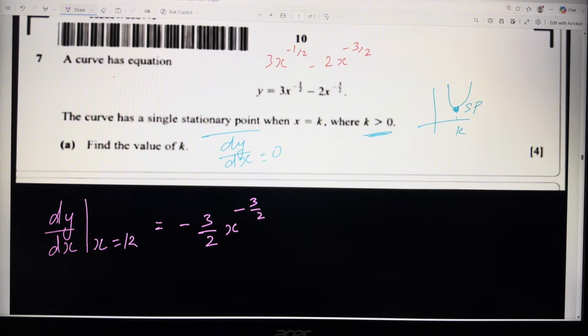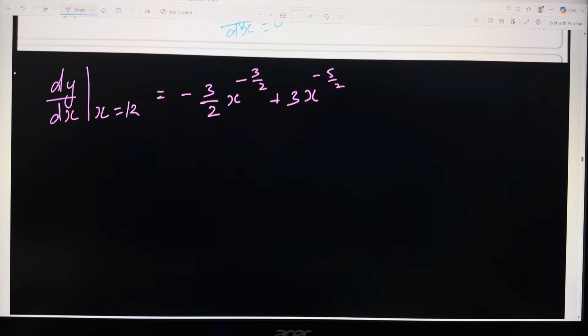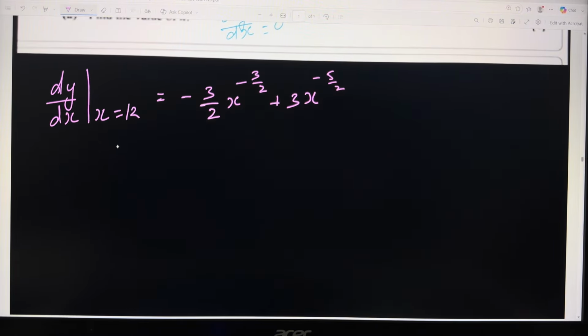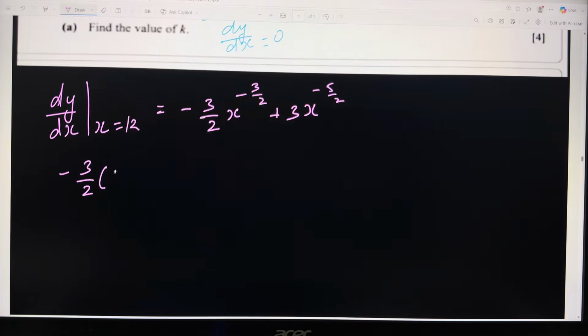And the next term, again we drop down and this becomes plus 3 because the sign cancels and the 2 cancels, so we're left with 3x. So minus 3 upon 2 and minus 1 is minus 5 by 2. Now we'll equate all of this to 0 and substitute x. So this becomes minus 3 upon 2 k to the power of minus 3 upon 2 plus 3 k to the power of minus 5 upon 2 is equal to 0.